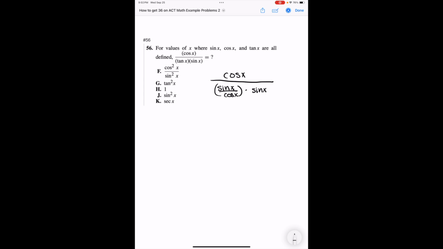So now let's rewrite this again, where it is going to be cosine of x over sine of x squared over cosine of x. If you're dividing it 2 times, then that is equal to multiplying it. So that would be cosine squared x over sine squared of x. And so our answer would be F. Basically, we were just simplifying the equation here.